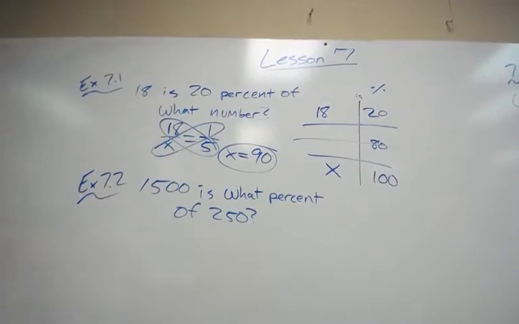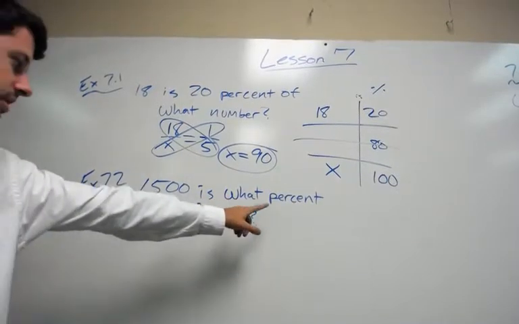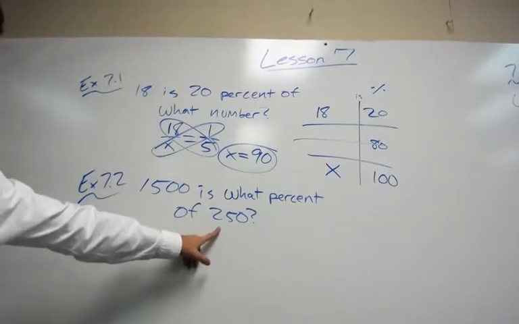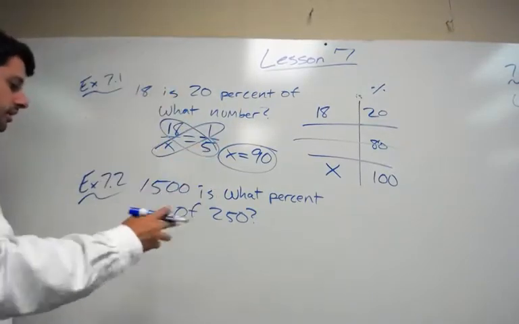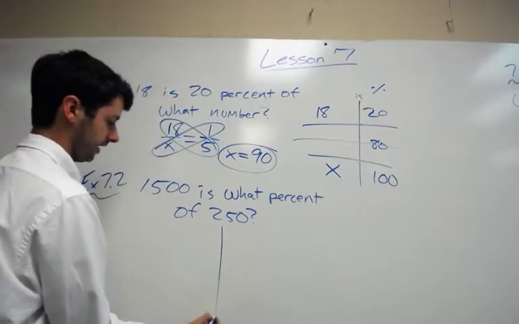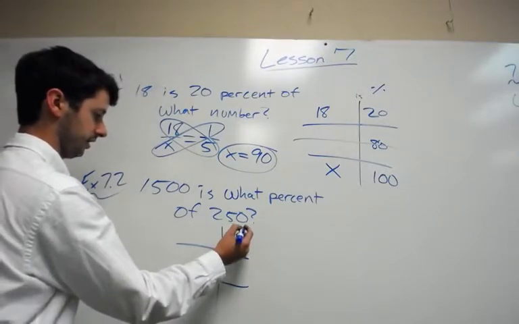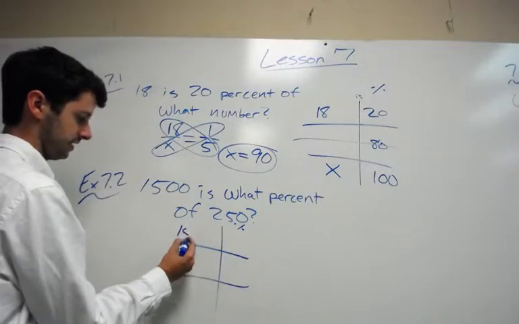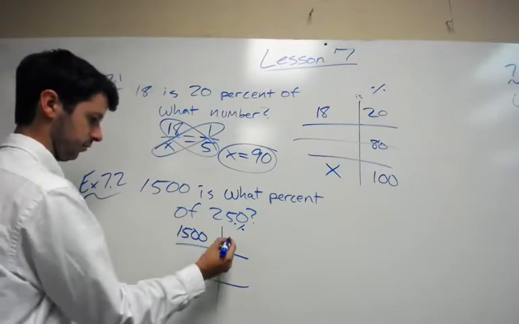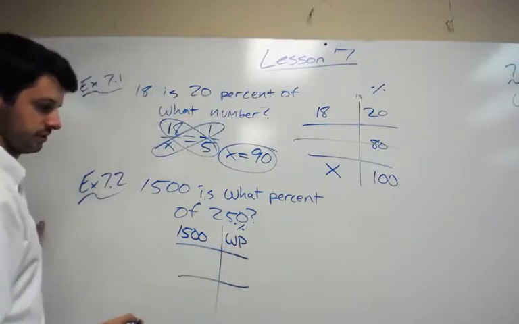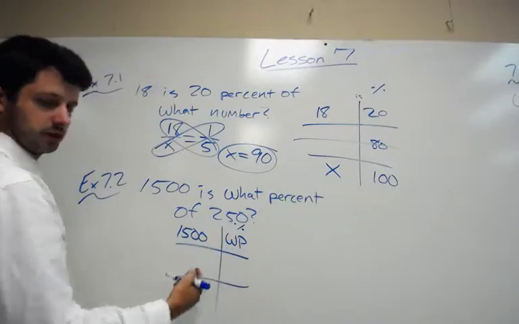We'll look at one more. 1500 is what percent of 250? A little bit different, we changed the wording. Let's start the same way we did the last one. Here's our percent column. It says 1500 is what percent? I'm going to write what percent since we don't know that part, but we are clearly going to be looking for that.